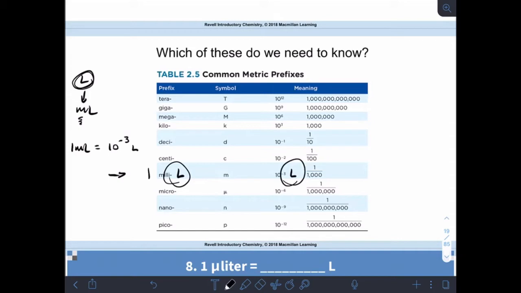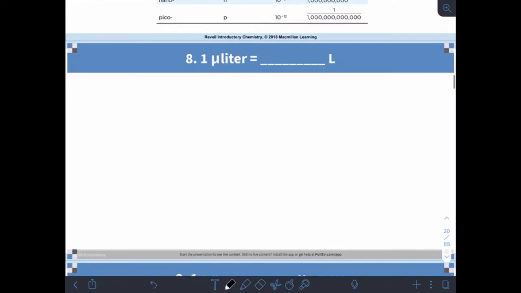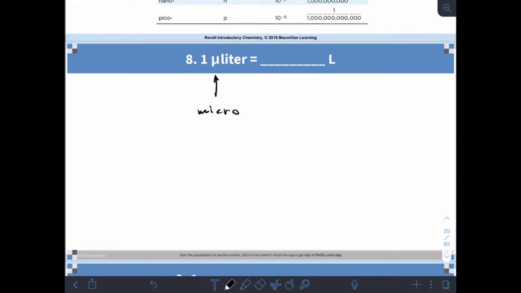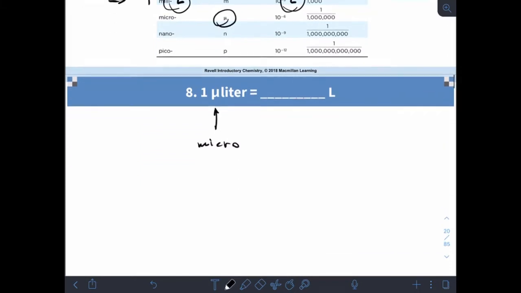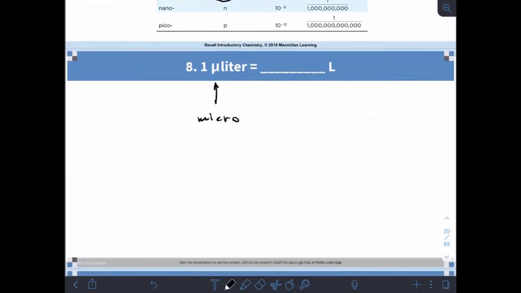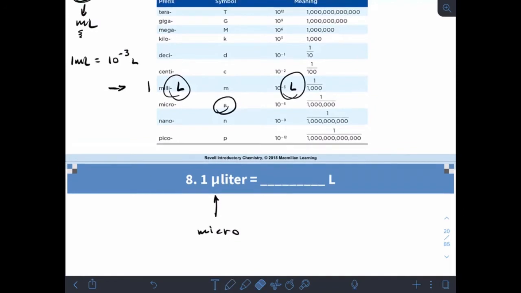Okay, so let's take a look at our next slide, number 8. Okay, so 1 microliter, right? So this little funny symbol is the symbol for micro. Okay, we come back and come up and find it. It's right there in our table. Okay, so 1 microliter equals how many liters? So let's come up and take a look at our table. And I'm going to erase all this extra stuff so that we can see.